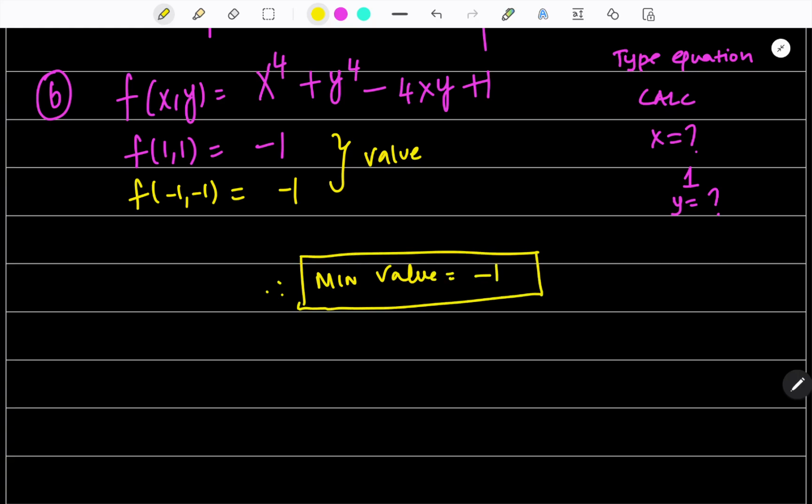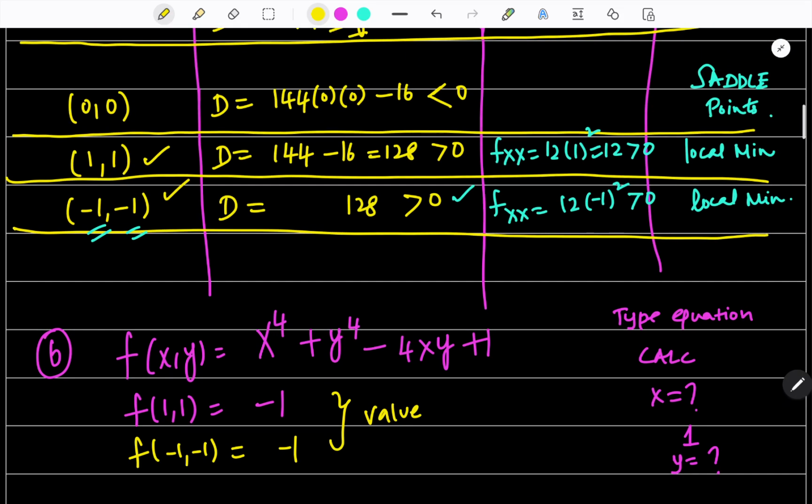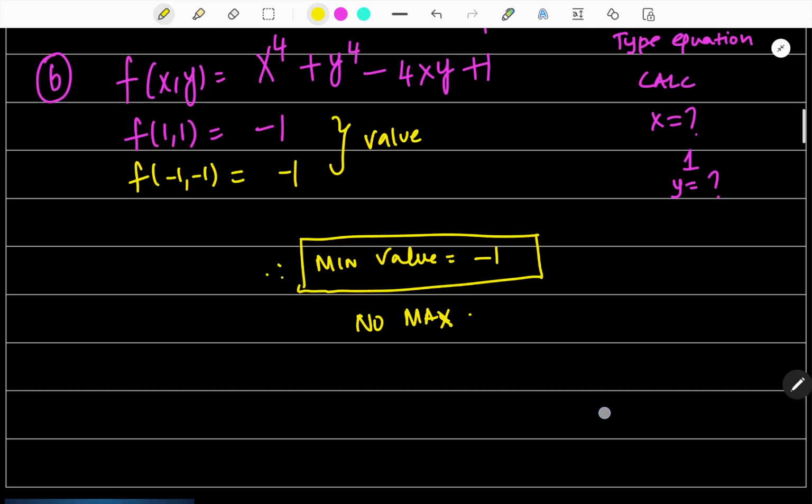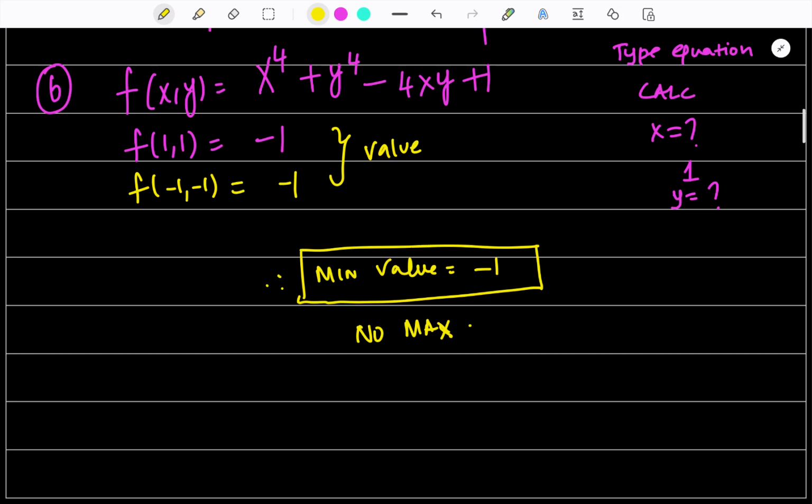Is there a maximum here? No maximum. Keep that in your mind, because there are no values where D is greater than 0 and fxx is less than 0. This situation did not come. So this is the idea for this one.